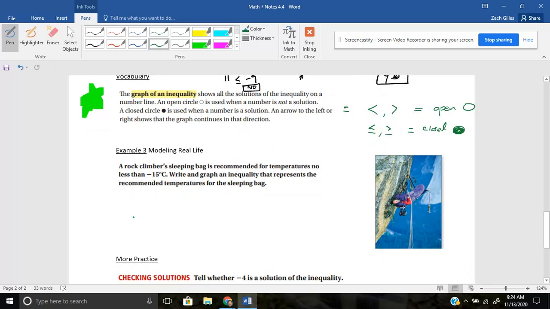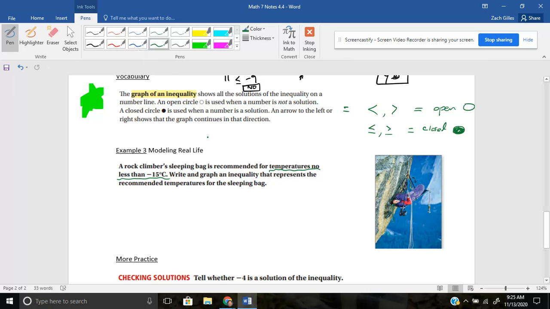Okay. So number 3 says a rock climber's sleeping bag is recommended for temperatures no less than negative 15 degrees Celsius. Whew. If it's under negative 15 degrees Celsius, that is cold. I would hope you wouldn't be out in that type of weather. But this person looks pretty serious sleeping on the sleeping bag that's suspended from a rock cliff. No thanks.